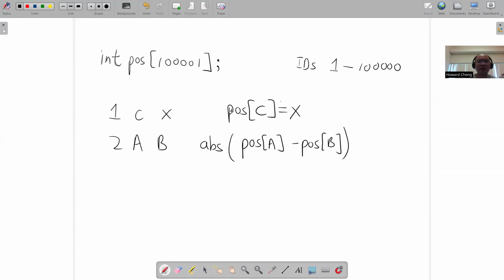And notice that for each query, each one can be done in constant time. I'm just looking at an array. If you don't like array, you can use vectors, but in any case, both updating the location and computing the distance between 2 companies are both constant time. So that's pretty much all you have to do.